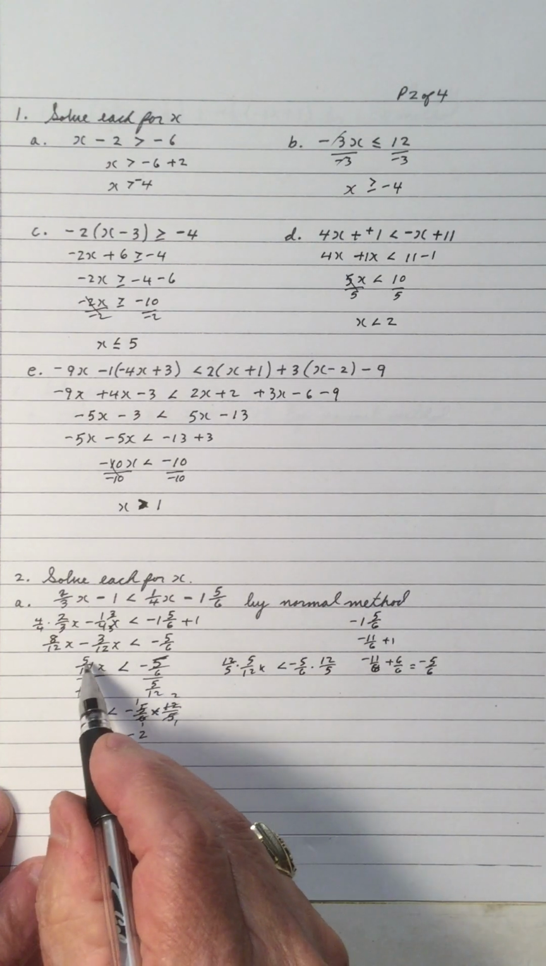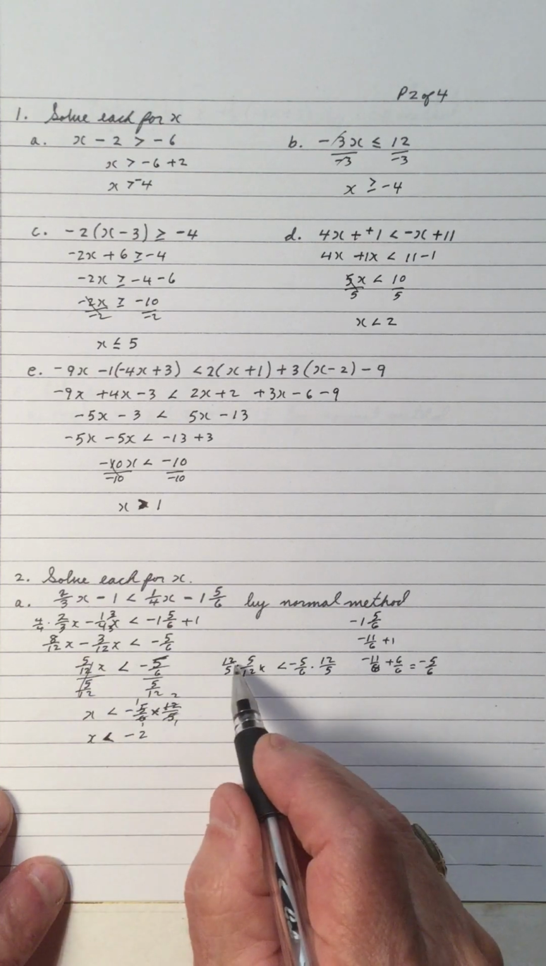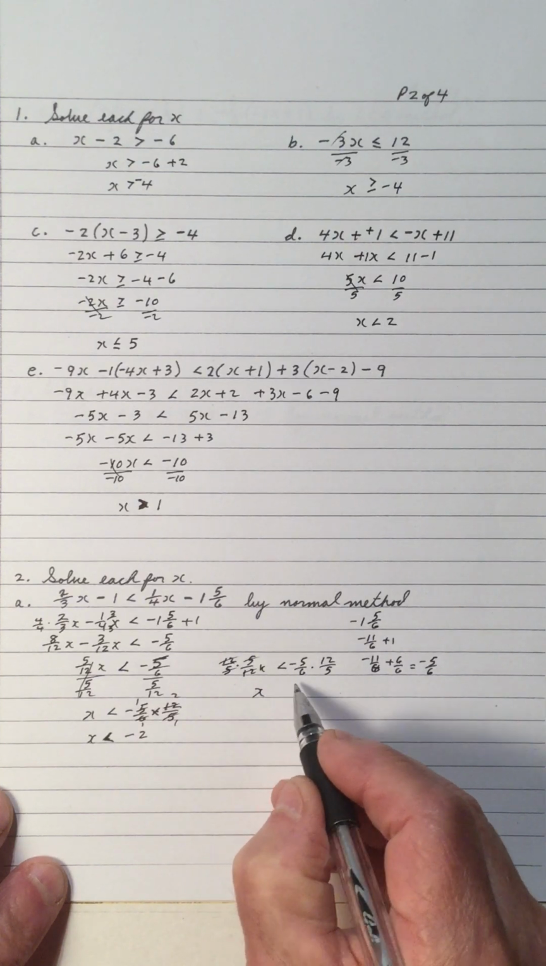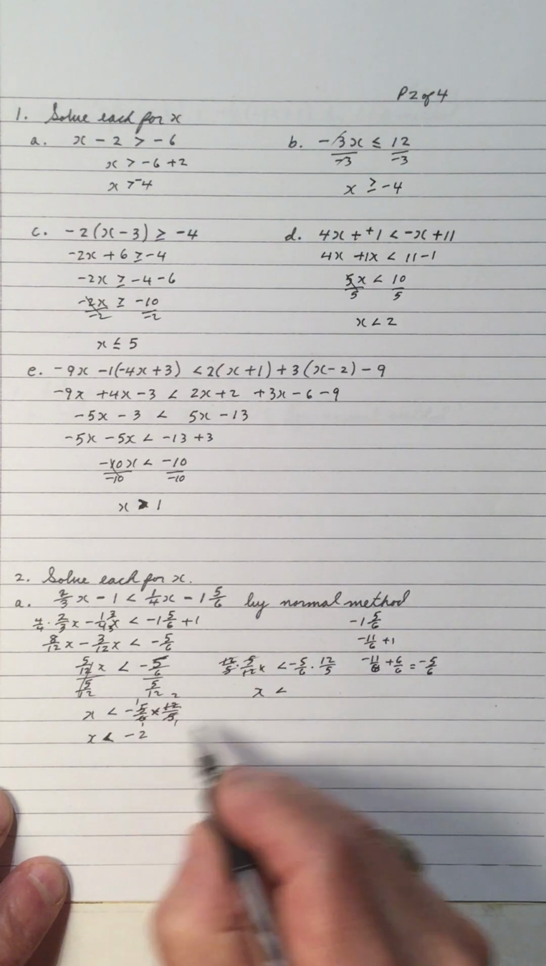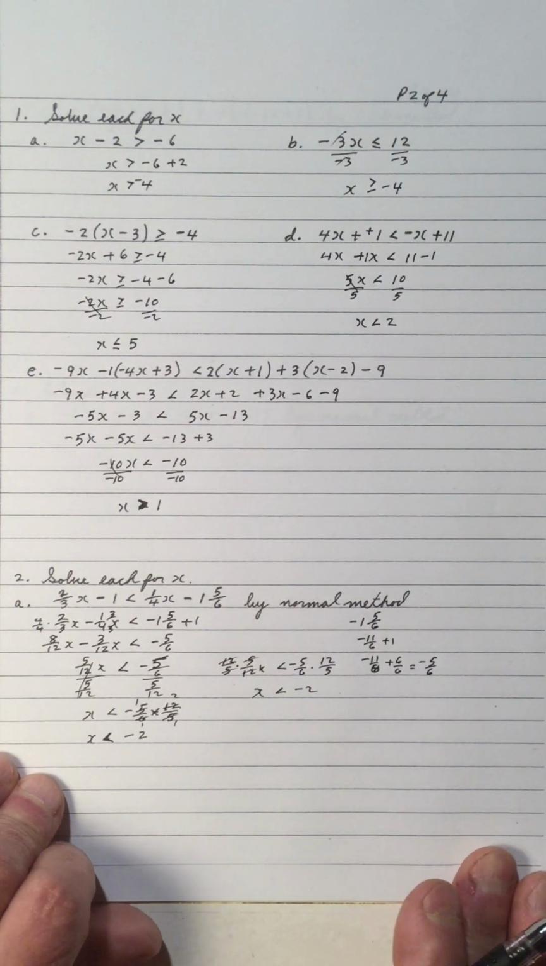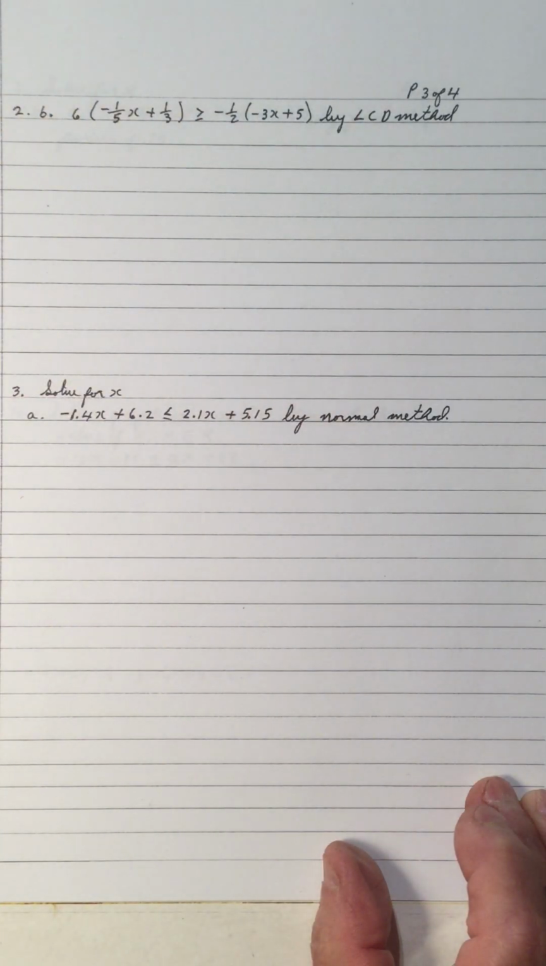Again, this is 5/12. So to make this a 1, I multiply by the reciprocal of 12/5. They cancel. That gives me an x. And this all cancels, same as I did here, to give me the negative 2. It's just another way to do it. So that's the normal way, where you group the x's and group the numbers and work it out.